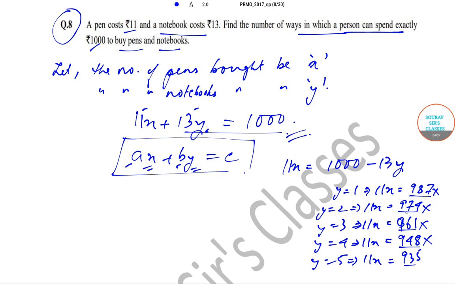9 plus 4, 974. 9 plus 4 will be 13. 13 minus 7 will be 6. This is also not divisible by 11. 961. 961 is 9 plus 1 is 10. 10 minus 6 is 4. 4 is also not divisible by 11. Okay, so 9 plus 8, 940.